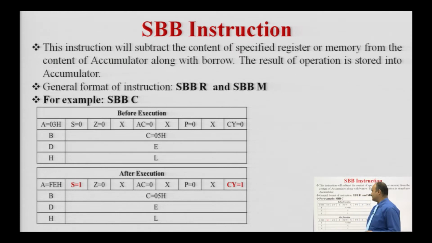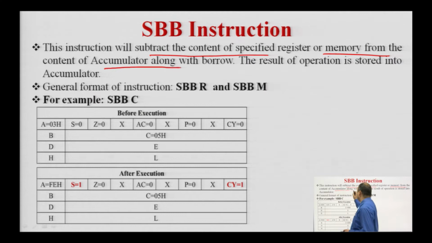This instruction will subtract the content of the specified register or memory from the content of the accumulator along with the borrow. The result of the operation is stored back into the accumulator. After the execution of the instruction, the result will be stored back into the accumulator.